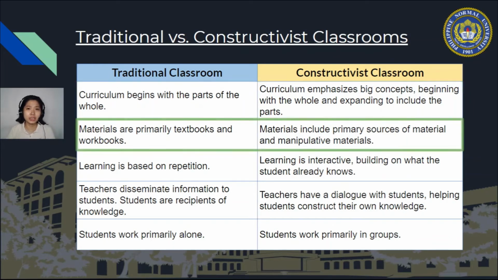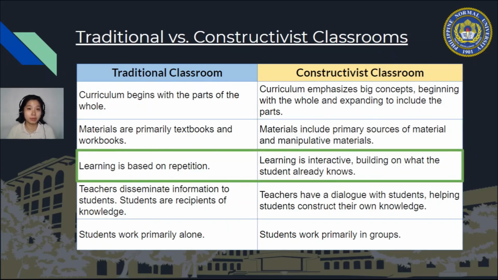Next is that a traditional classroom uses textbooks and workbooks for its materials, while in a constructivist classroom, the materials are more varied, which can include building blocks, diagrams, or even movies. Next is that learning is based on repetition in a traditional classroom, while in a constructivist classroom, learning is interactive since it builds on what the student already knows.